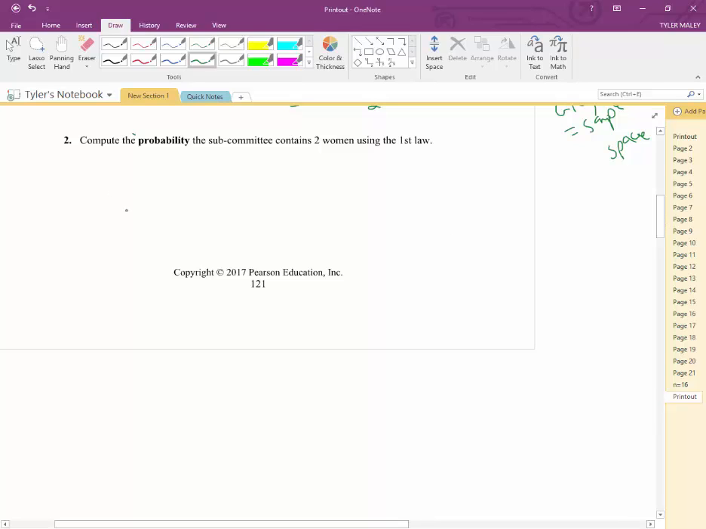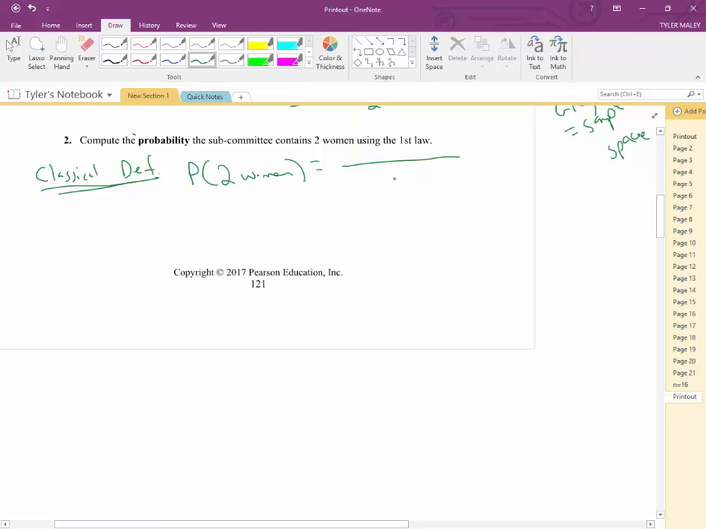So number 2, now we're asked to compute the probability the subcommittee will contain two women. So we can use the classical definition of probability just by looking at my sample space. So the probability of 2 women would be equal to the number of ways that we can get 2 women in my sample space.